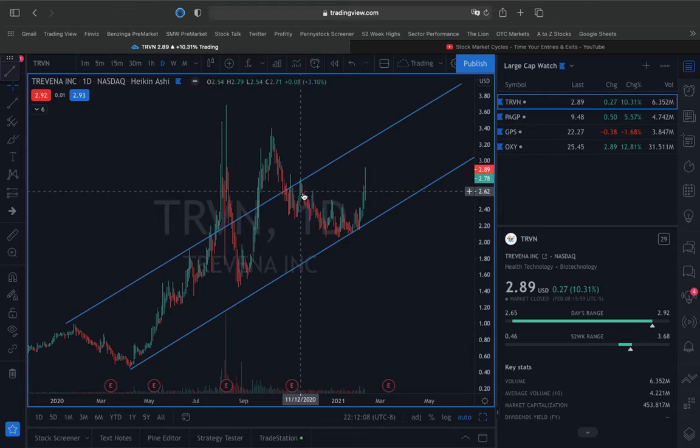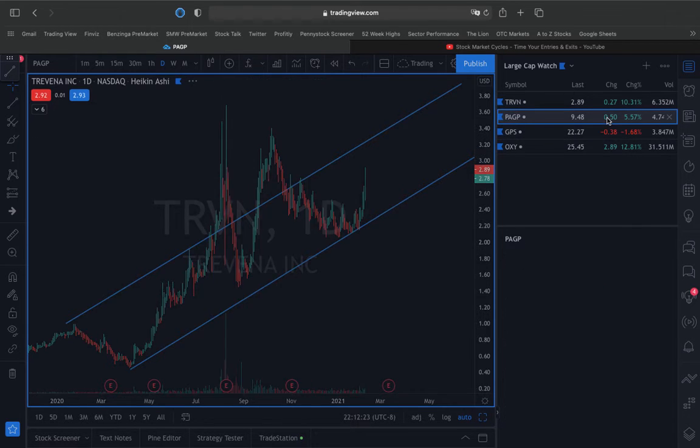Now, down here, we see this pullback over the course of a month or two, and then it reverses and it honors this trend line within this channel and continues to trend up and down this channel. So let's take a look at another example.